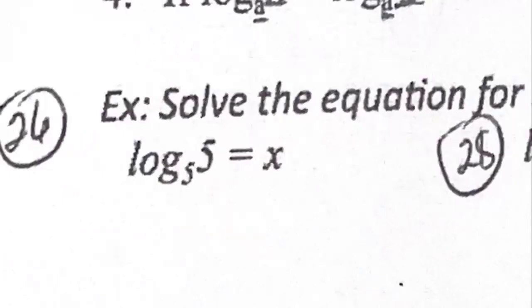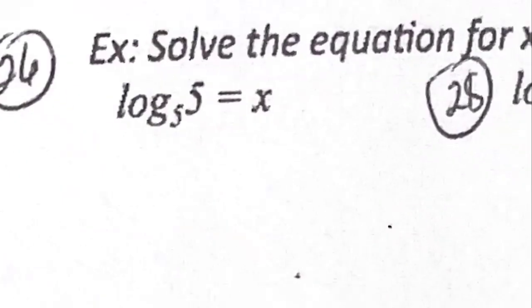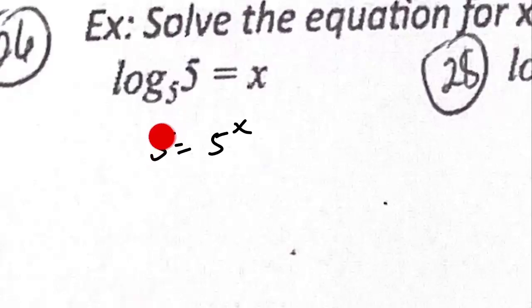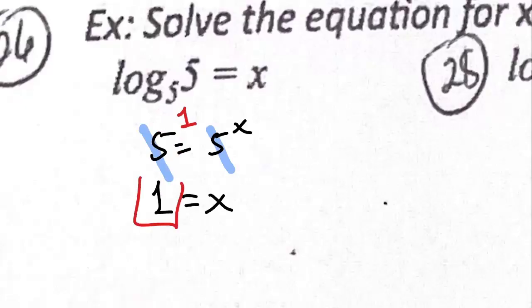For this problem, it says solve the equation for x. So all we have to do is convert from logarithm to exponential. So this is 5 is equal to 5 to the power of x. Both of these have the same base. Does anyone know what the exponent of this 5 is? Very good. There's always an imaginary 1. So now that the bases are exactly the same, 1 is equal to x. So x is equal to 1. So that is my answer. Common base rules: same bases, cancel them out, equal the exponents.